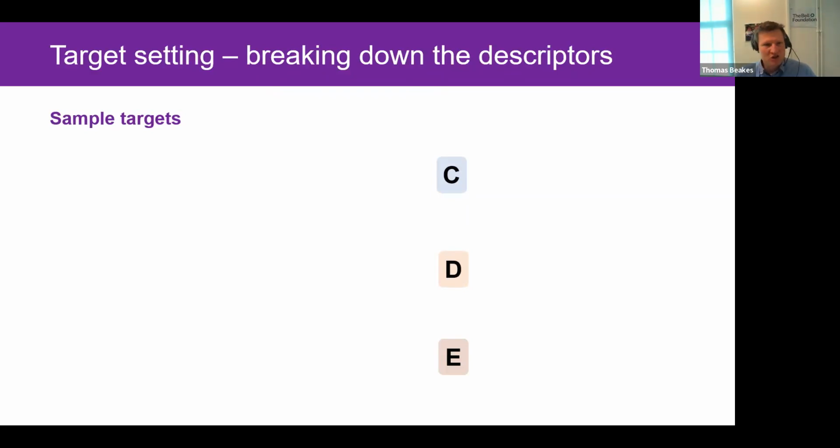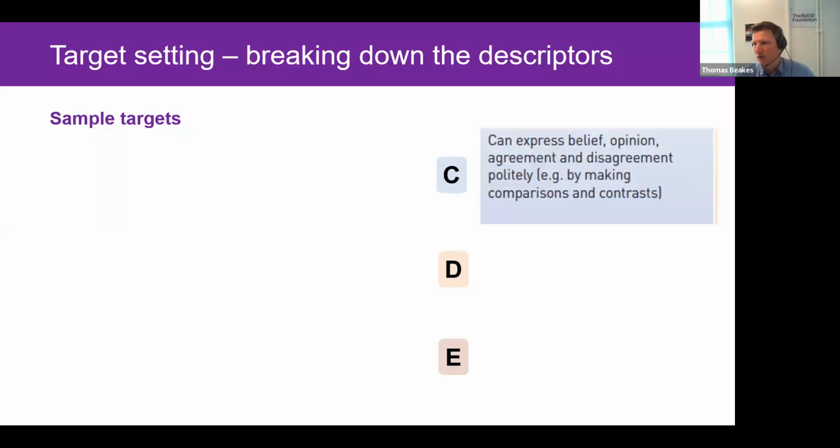Okay, so let's say we've got a stronger sense of what we're looking for when we're collecting evidence. The next step, once we've assessed our learners, is setting targets for them. Again, I think the descriptors give us a basis for setting targets, but they're often a bit broad and a bit vague. So let's look at how we can break them down. I'm just using one descriptor at each band as an illustration here.